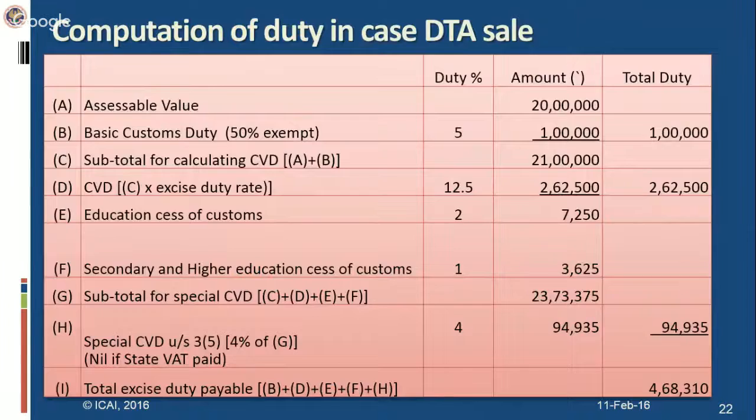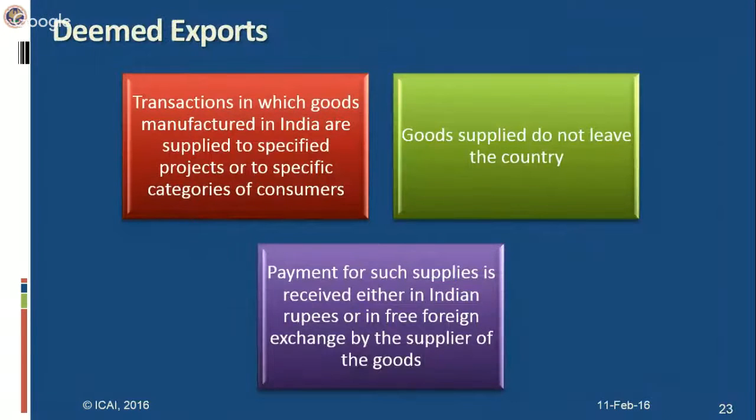Then this is the computation of duty, but we'll take it later on if time permits. Next is the concept of deemed exports. Now, first of all, what is export? Export is taking goods out of the country. So when I say deemed exports, it is very obvious that these are not exports in the normal sense, or as such they are not exports, but they have been deemed to be exports.